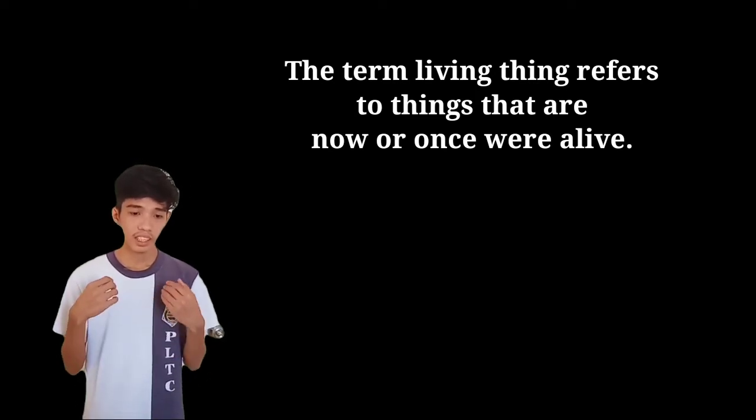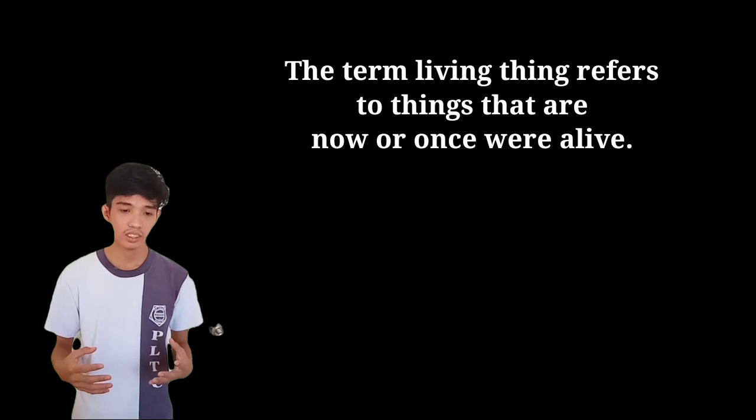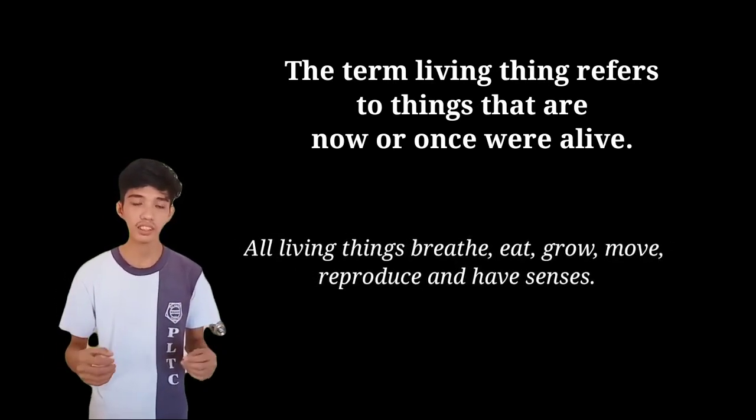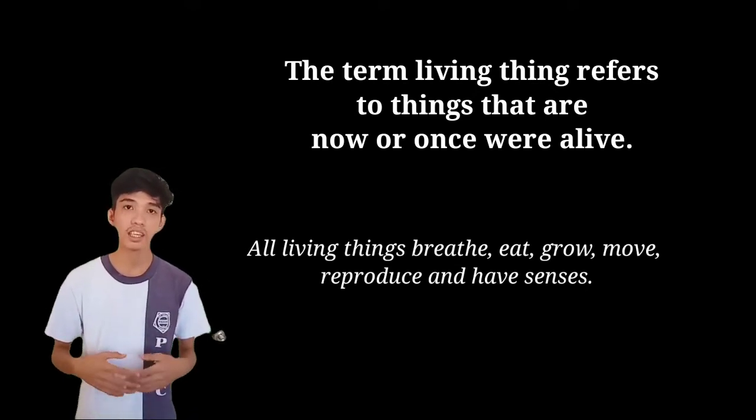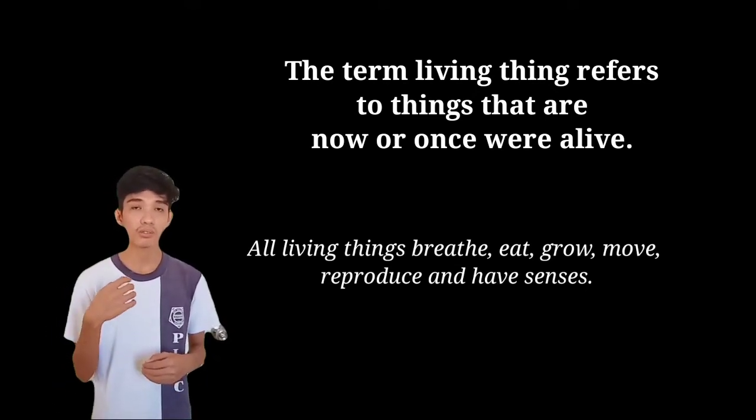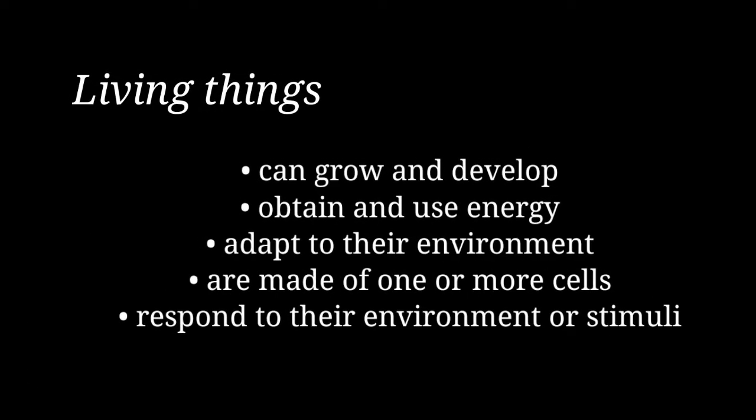So, the characteristics of living things are: living things can breathe, can grow, can eat, and reproduce. They also have senses. We have already covered the basic characteristics of living things. For further discussion, we will explore more about other things that living things can do. Okay, let's go. Living things can grow and develop. Living things obtain and use energy.